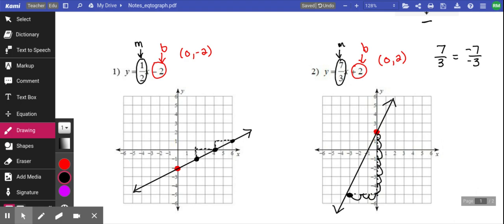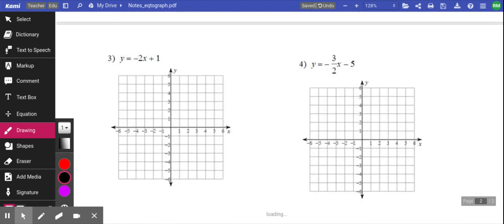Okay. Another thing I want to point out, look at these graphs. They both have a positive slope. Are the graphs positive? Yes, they're going uphill. Okay, let's look at a couple more examples.